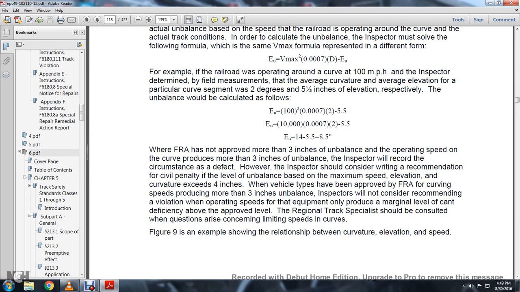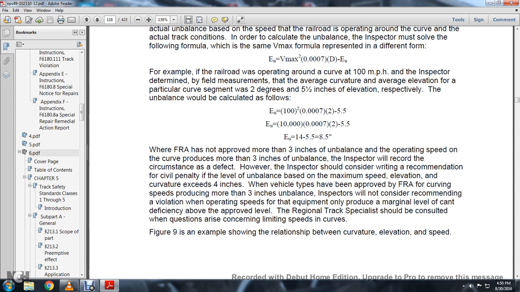Where the FRA has not approved more than 3 inches of unbalance, and the operating speed of the curve produces more than 3 inches of unbalance, the inspector will record the circumstance of the defect. However, the inspector should consider writing a recommendation for civil penalty if the unbalance, based on the maximum speed, elevation, and curvature, exceeds 4 inches.